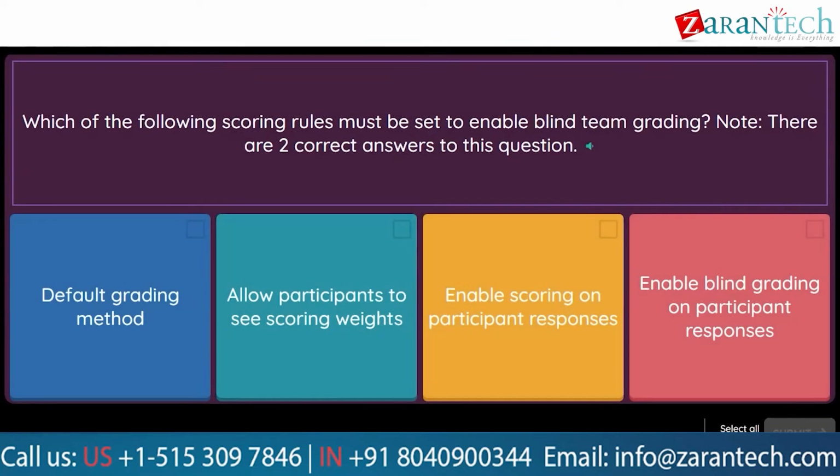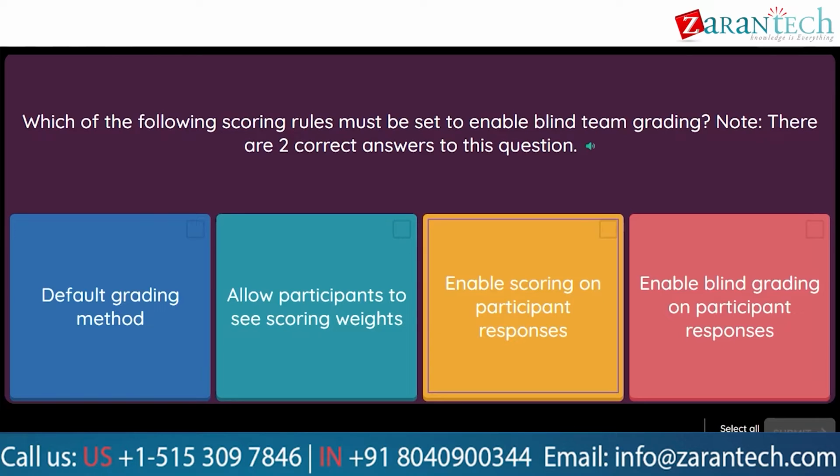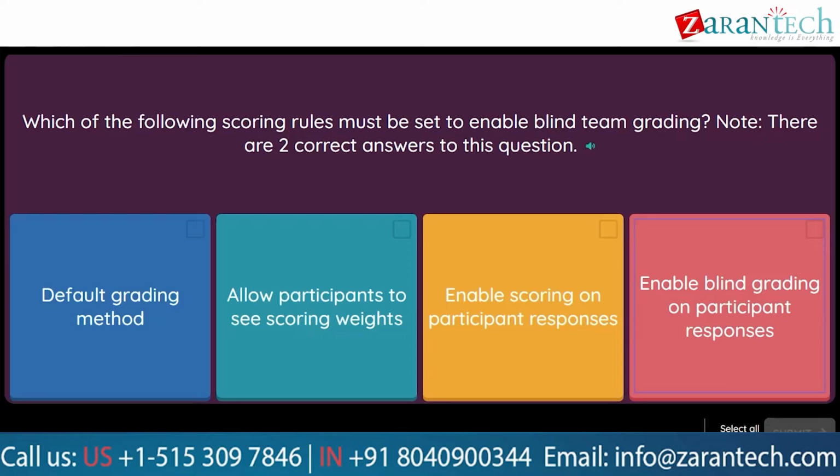Question: which of the following scoring rules must be set to enable blind team grading? Note: there are 2 correct answers to this question. Option 1: default grading method. Option 2: allow participants to see scoring weights. Option 3: enable scoring on participant responses. Option 4: enable blind grading on participant responses.